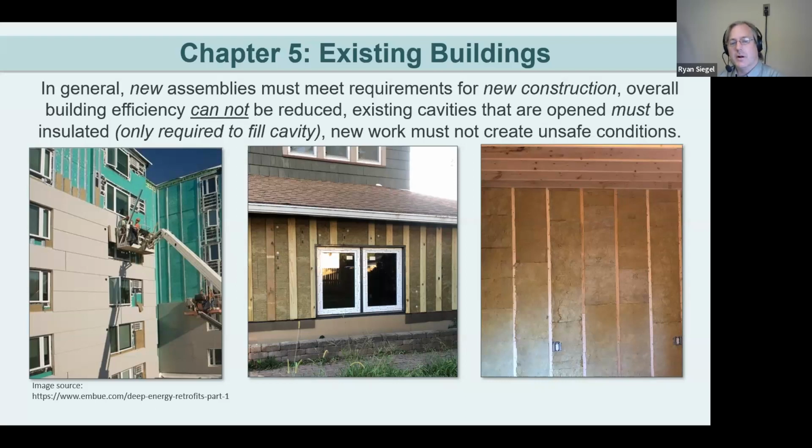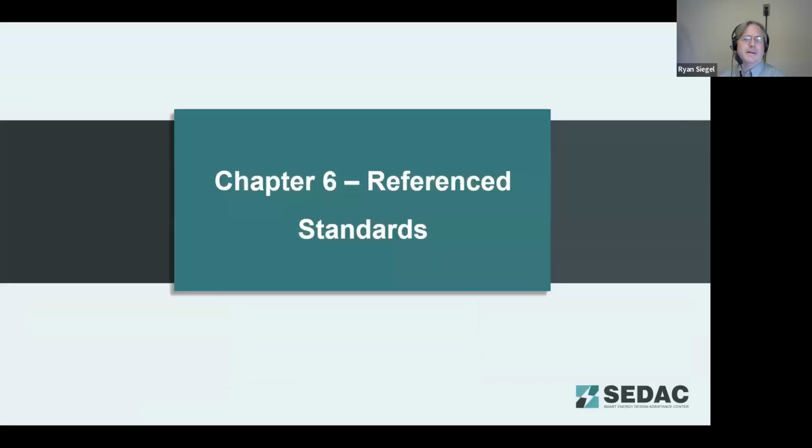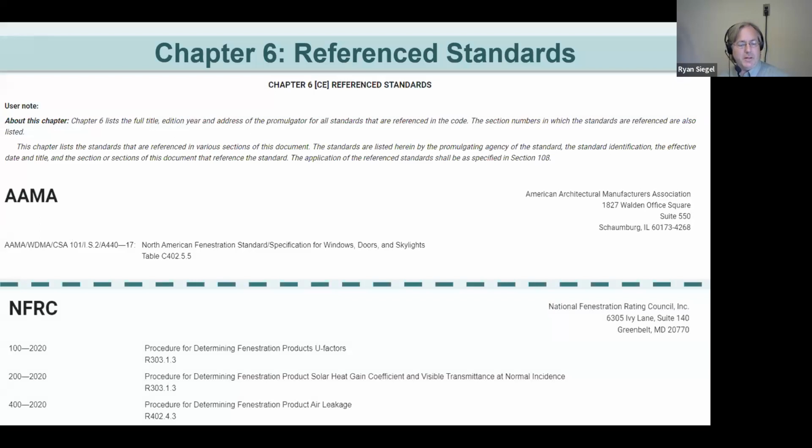Existing cavities that open or are exposed as part of that are part of the exterior envelope need to be insulated. All you have to do is fill the cavity. You don't have to fur it out or anything like that. And your new work must not create unsafe conditions. So really what Chapter 5 touches on often is you have to do the best you can within the constraints that you are given. So that's why it calls out that, hey, if you open a cavity, just fill it with insulation, and that's all you need for code compliance. Even if you can't put your R30 insulation in the wall, as long as it's a full cavity of insulation, you're good.